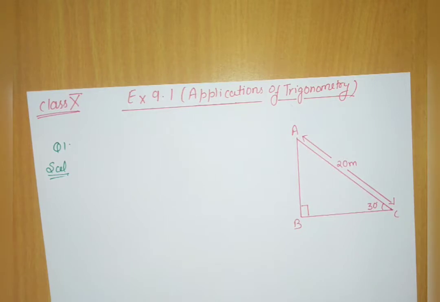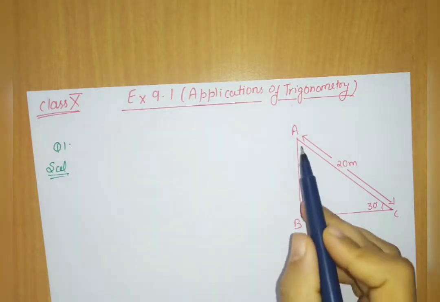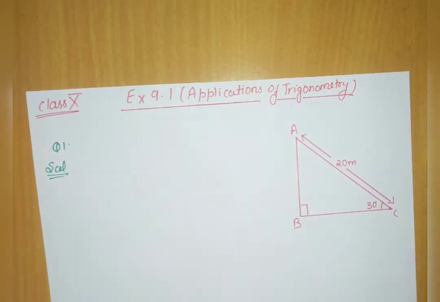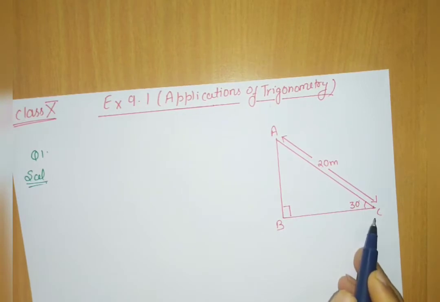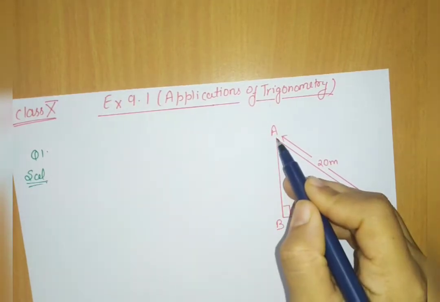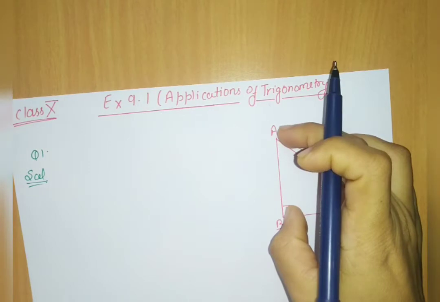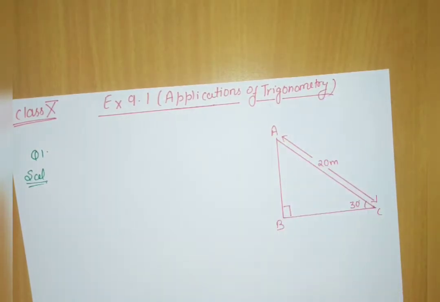The question is, a circus artist is climbing a 20-meter rope which is tightly stretched and tied from the top of the vertical pole to the ground. Find the height of the pole if the angle made by the rope with the ground level is 30 degrees. So there is one rope which is tied from the ground to the top of the pole, and this is a vertical pole, that is AB, and BC is the ground.